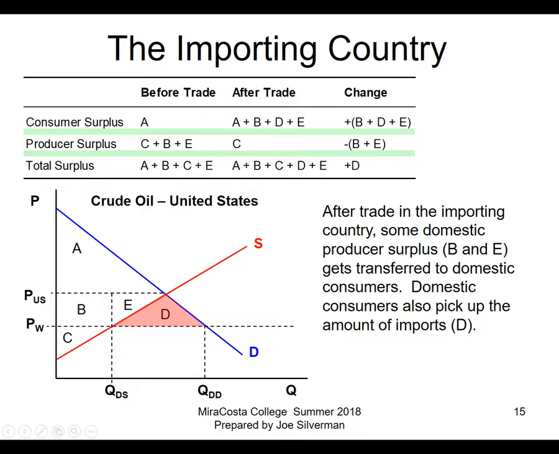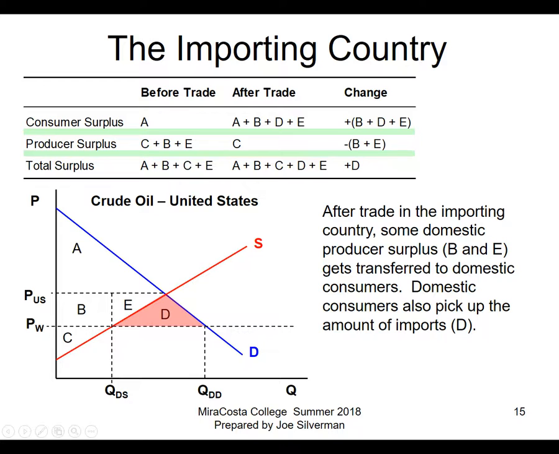So that is areas C, B, and E. All right, so the United States starts trading with Saudi Arabia. The price drops from PUS to PW. How is this going to affect domestic consumers? Well, domestic consumers are still going to have A, but they're going to pick up area B, E, and D.